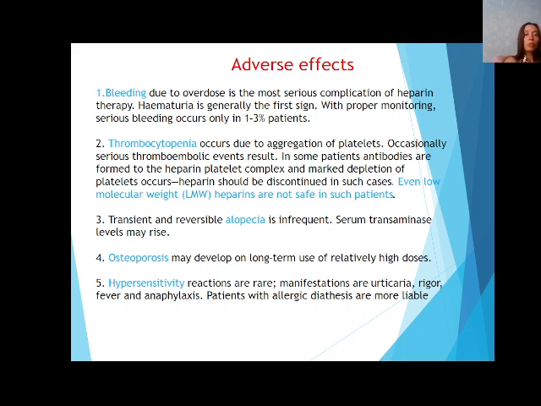Thrombocytopenia occurs due to aggregation of platelets. Occasionally, serious thromboembolic events result. In some patients, antibodies are formed to the heparin-platelet complex and marked depletion of platelets occurs. So heparin should be discontinued in such cases. Even low molecular weight heparins are not safe in such patients. Then alopecia can occur, osteoporosis can occur, and hypersensitivity, for example urticaria, rigors, fever, anaphylaxis.